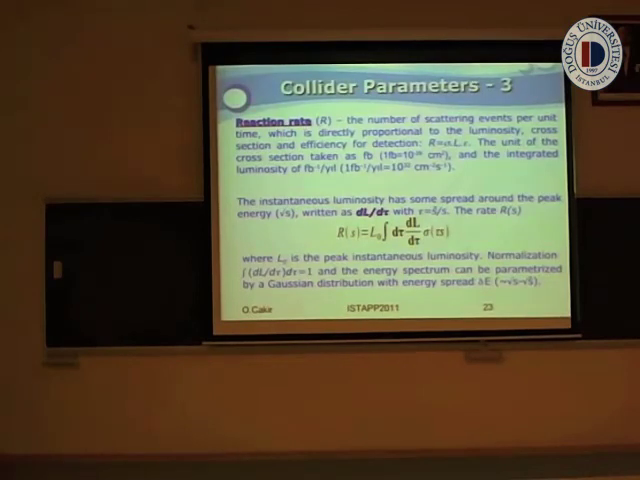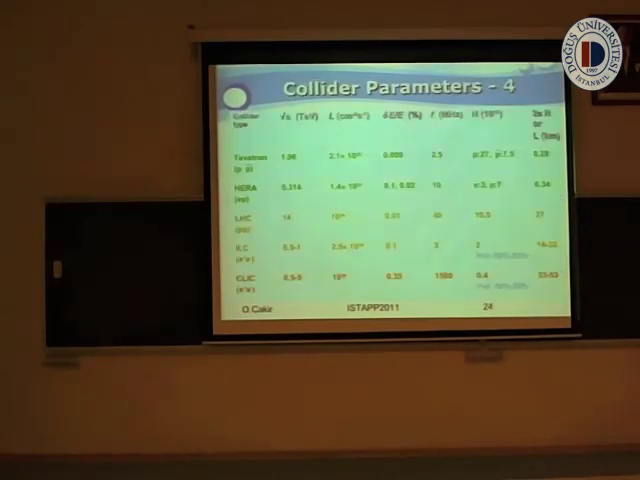How can we do that? We can transform the unit, inverse area, inverse centimeter squared, to barn, or picobarn, or nanobarn, or femtobarn, and then multiply by the collision time or running time of the collider in one year. Then 1 second corresponds to, for example, 10 to the minus 7 year. In 1 year, the time is 10 to the 7 seconds.